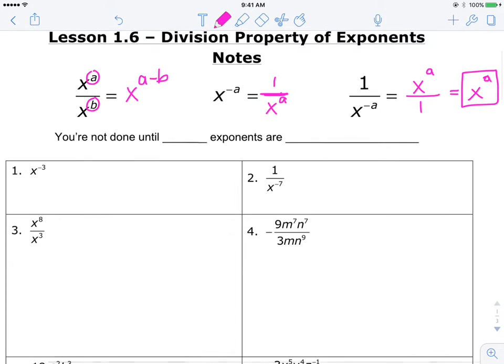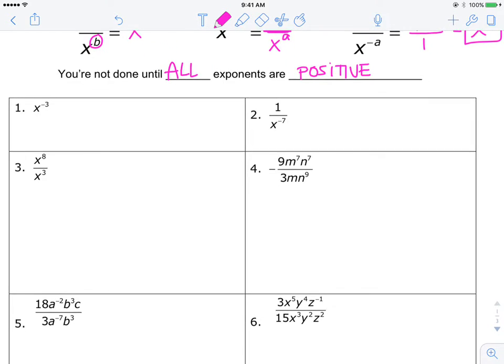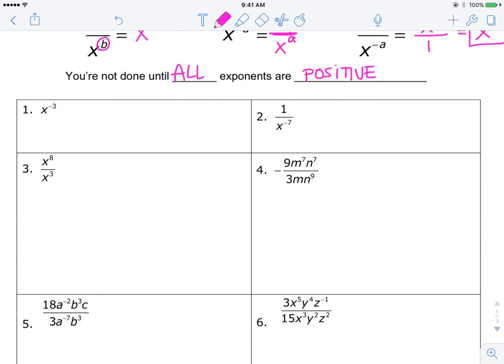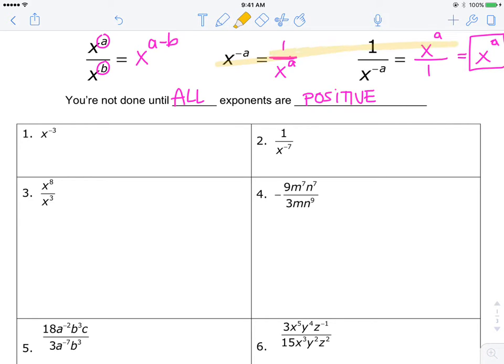Okay, this is very important. You are not done simplifying, I should have put that in there, until all your exponents are positive. So if you have some negative exponents in your answer, you need to keep going. All right, problems 1 and 2, we're using these rules up here.